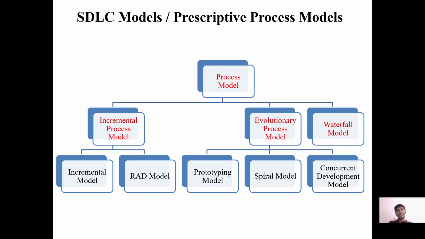Next is SDLC models. There are different types of SDLC models. Generally it is categorized into three types: the incremental process model, the evolutionary process model and the ancient model, that is the waterfall model. All the models we are going to see will be categorized under these types only.